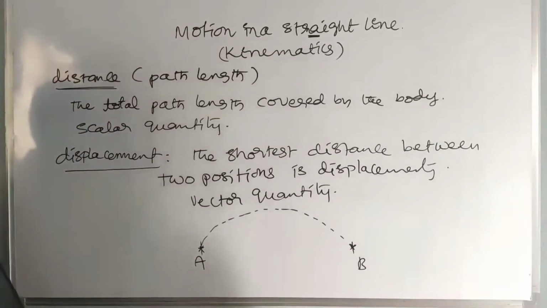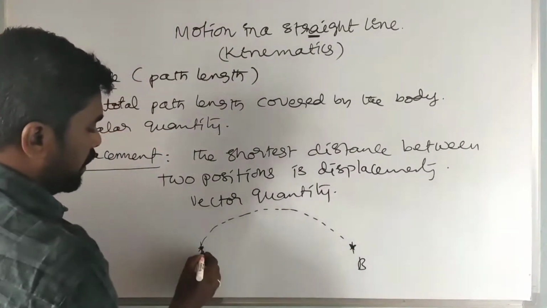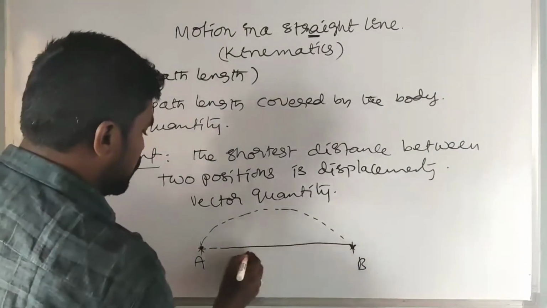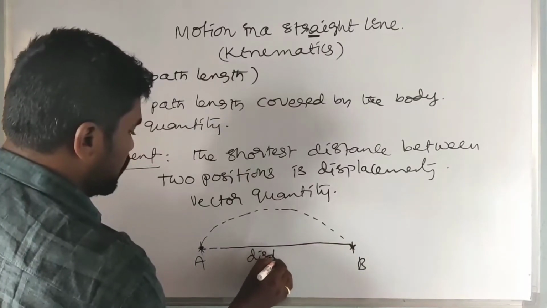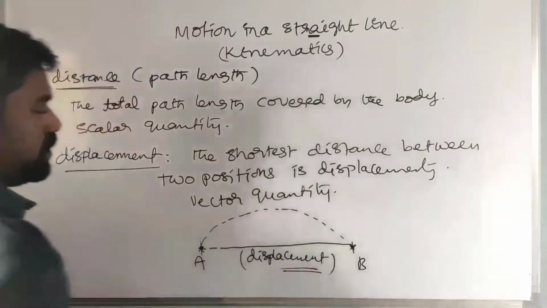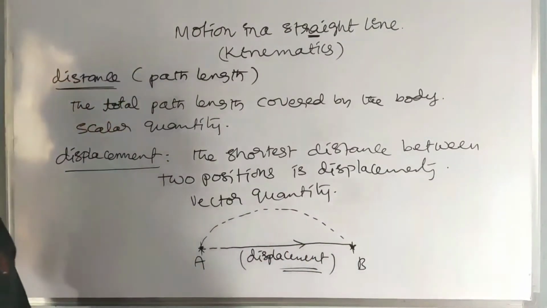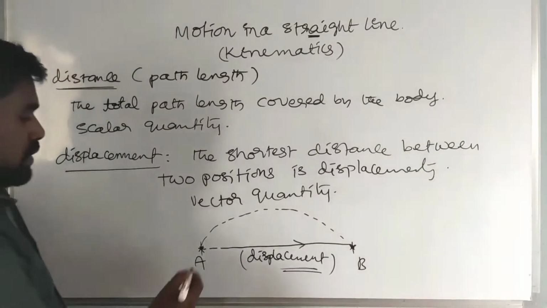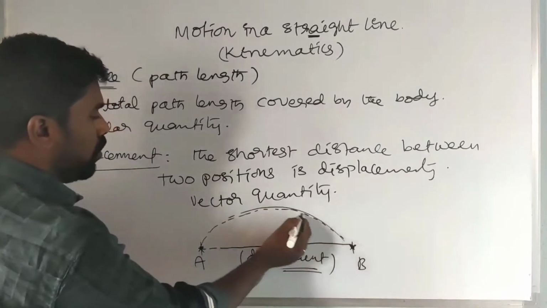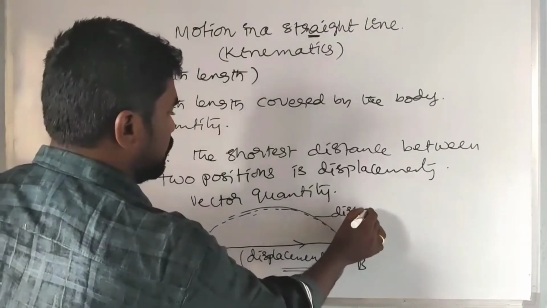And now the positions are A and B. The distance between these two points is the displacement. The displacement of these two points is the straight line. The actual path covered by the body is known as the distance.